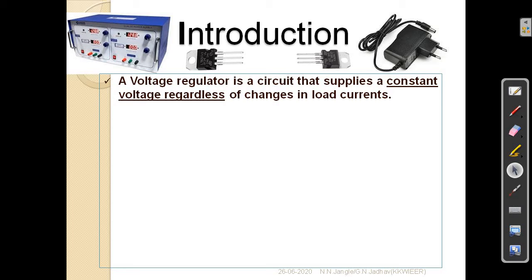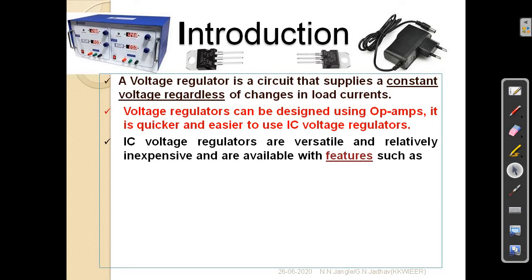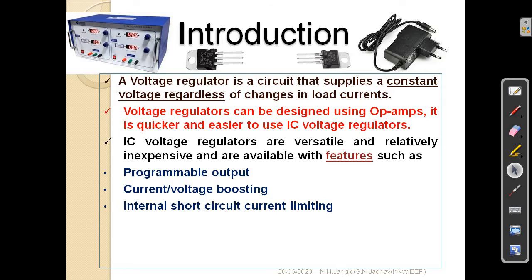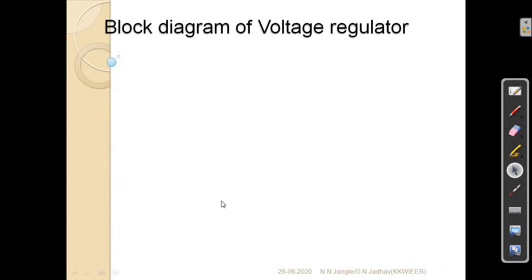A voltage regulator is a circuit that supplies a constant voltage regardless of a change in load current. Voltage regulators can be designed using op-amps. It is quicker and easier to use IC voltage regulators. IC voltage regulators are versatile and relatively inexpensive and are available with features such as programmable output, current or voltage boosting, internal short circuit current limiting, thermal shutdown, floating operation for high voltage applications. So these are the features of IC voltage regulators.